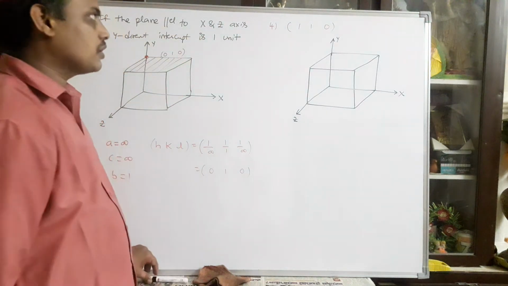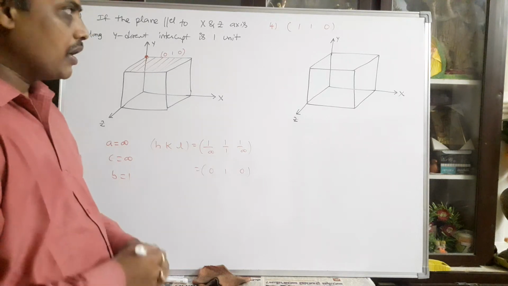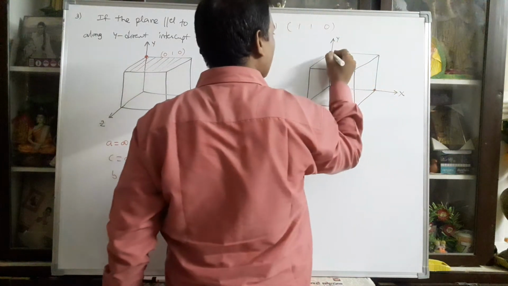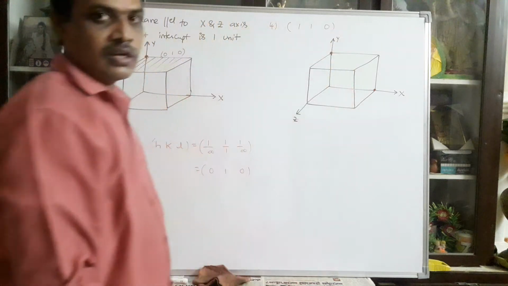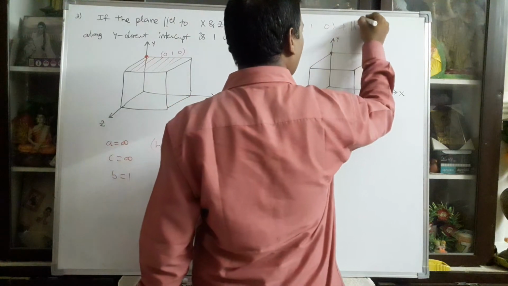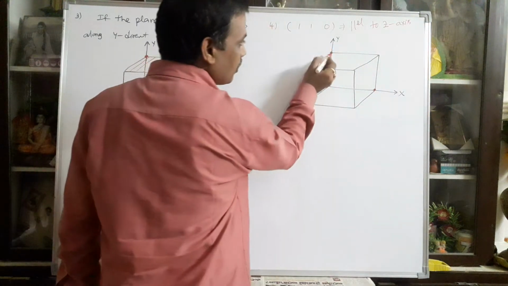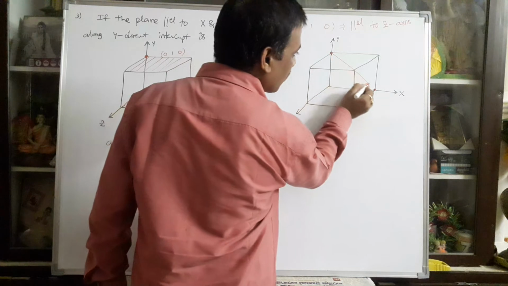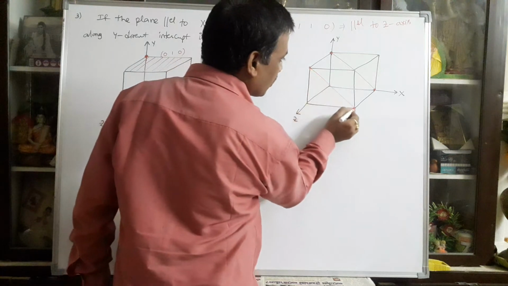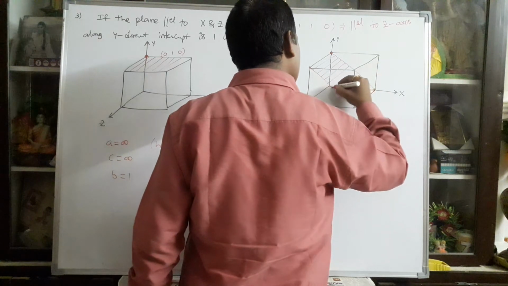H is equal to 1, k is equal to 1, and l is equal to 0. Depending on this, 1 by 1 is nothing but along x direction 1 unit, along y direction 1 unit. 1 by 0 is nothing but the intercept is infinity. So the plane is parallel to z axis. So you can draw these 2 points, and in a similar way, this point. So this plane is 1, 1, 0 plane.